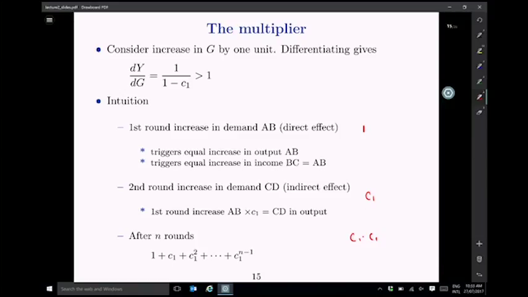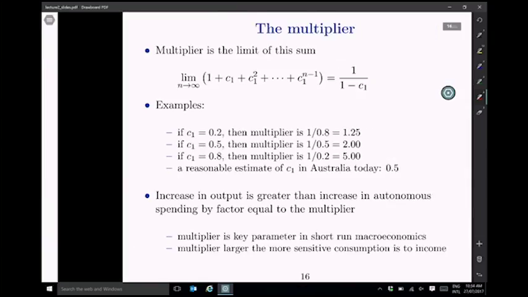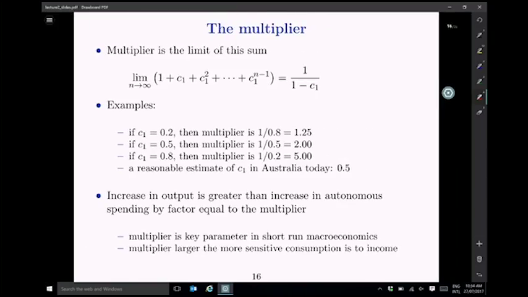And then what's the ultimate impact on output? You will have to add up all this together. It sounds like a very complicated thing because you have 1 plus C1 plus C1 squared, all the way to C1 to the power n minus 1 after n rounds. But fortunately, there will be a nice formula for us. That's the sum of geometric series. This gives us the limit. That is, the sum of all this is 1 over 1 minus C1. This is true whenever C1 is less than 1, right?